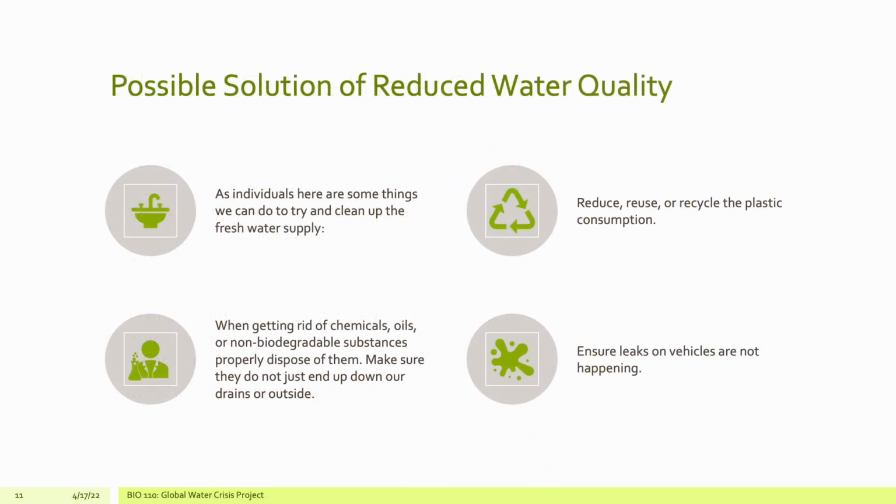So, some of the possible solutions for reduced water quality: as individuals, we can reduce, reuse, and recycle our plastic consumption. When we're getting rid of chemicals, oil, or some non-degradable substances, make sure we're disposing of them properly. Make sure they don't just end up down our drains or just poured outside. And then ensure that leaks on our vehicles are not happening. Oil, antifreeze, different transmission oil, stuff like that.